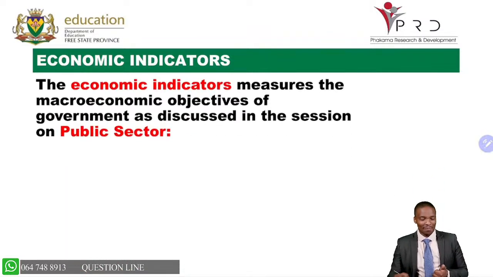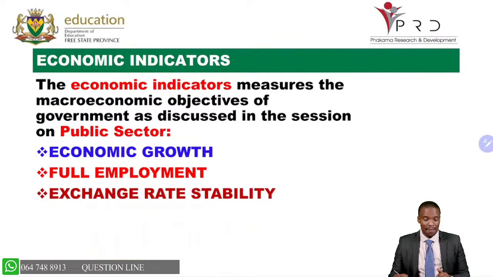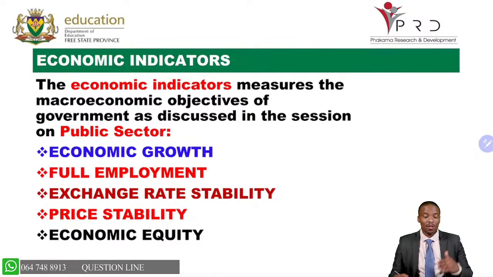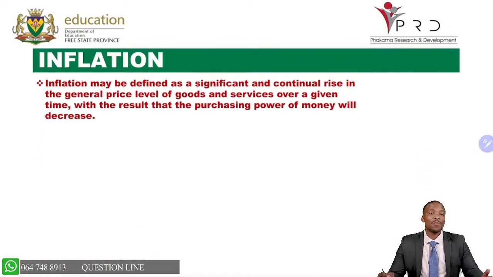Let's now expand these economic indicators into pieces so that they can make sense to you and I. The first one that we talked about is the issue of economic growth, full employment, exchange rate stability, price stability, and then the last one is economic equity. Those are the indicators that we covered under public sector. Now the first one is inflation. Okay. Inflation, we know that it can be defined as a sustained or continuous rise or increase in the general price level of goods and services over a given period of time.